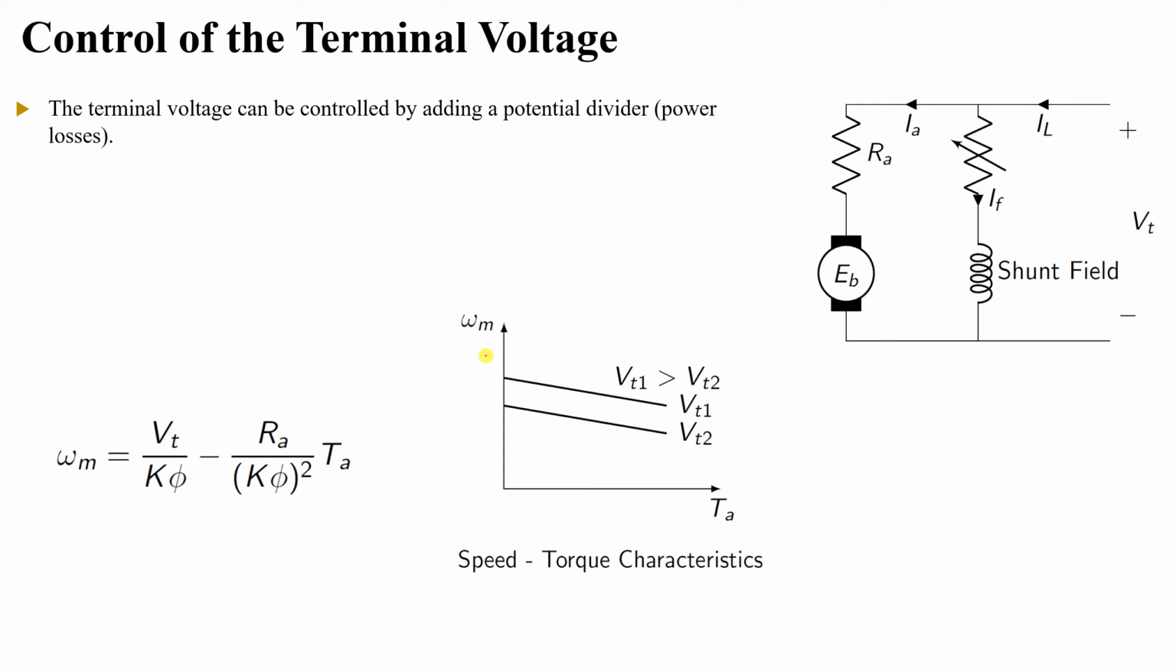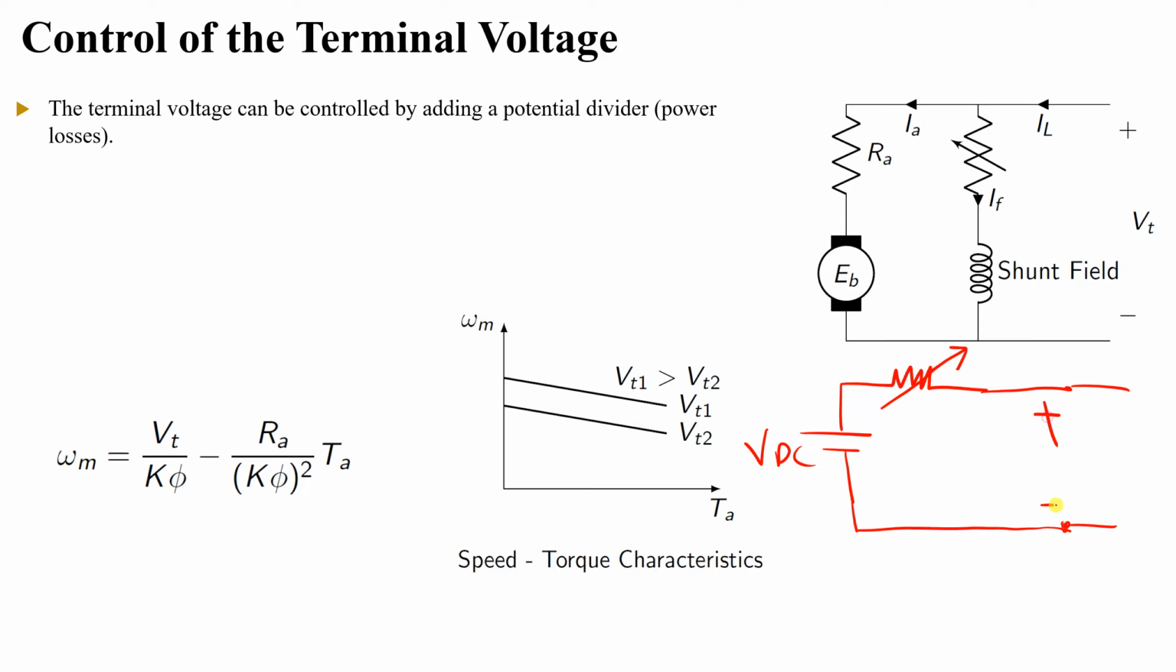Now what I mean by potential divider: let's say we have a DC source, VDC, and these are the two terminals of our supply. Instead of connecting it directly to our supply, we can add a resistance here, like this. So by changing the value of the resistance, we can change the V terminal across our motor. However, the problem with this idea is that when you add a resistance, you have power losses, right?